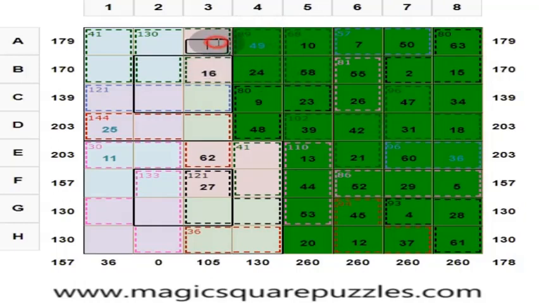16. So what is this? These four numbers will give you 130. 49 plus, okay, 49, so these three numbers are 89. This is 41. Answer is right, color will change.